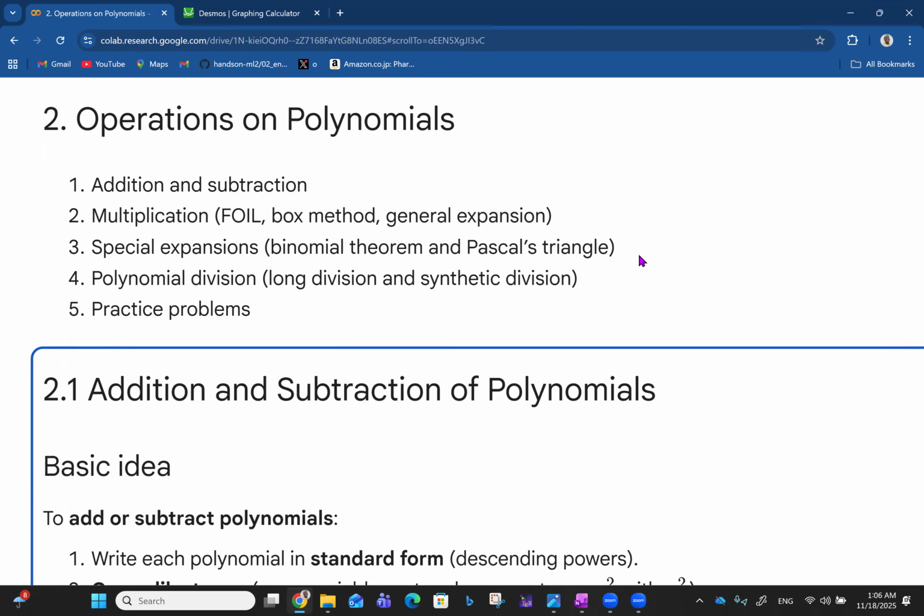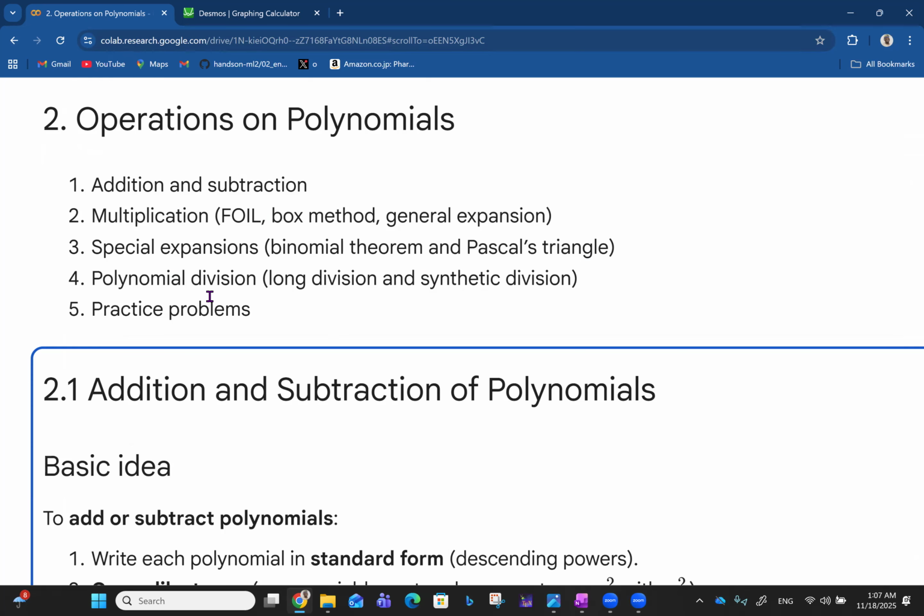Interestingly, I have a whole playlist on binomial series. So in this case, I'm just going to mention it in passing. If you're interested in binomial series, check the playlist for binomial series. You'll find everything from the nitty-gritty to very advanced forms.